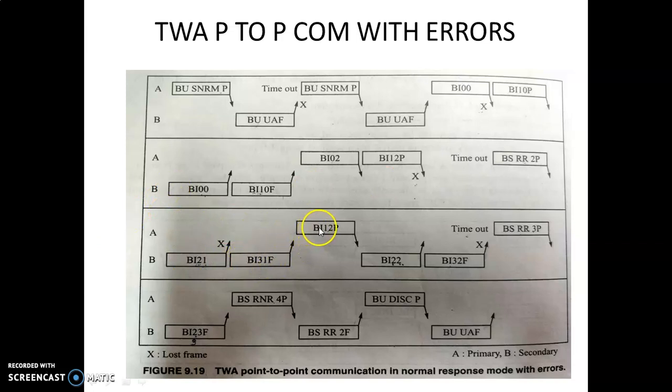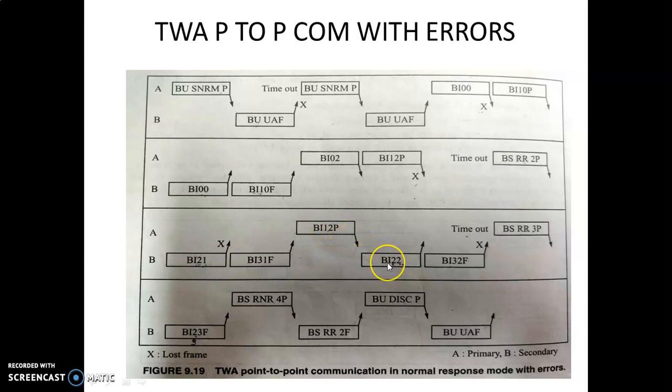With this, station A, the primary station, understands that I1 was not received, so it is sending I1 again. Why is this 2 written over here? See, it has sent I2 and I3 over here, but I2 was not received properly. It is marked as a cross over here, and from I3 it came to know that I2 was sent and not received properly, so it is expecting 2 from B. That's why 2 is written over here. So it is actually RR2 for this particular frame, with P bit equal to 1.